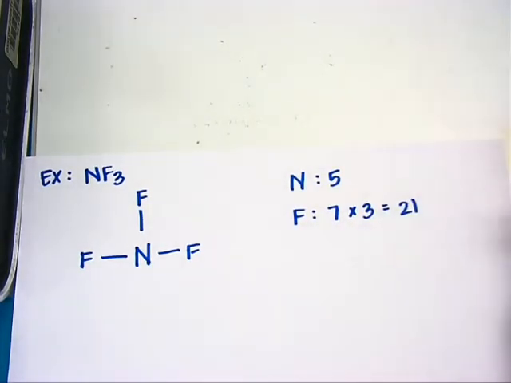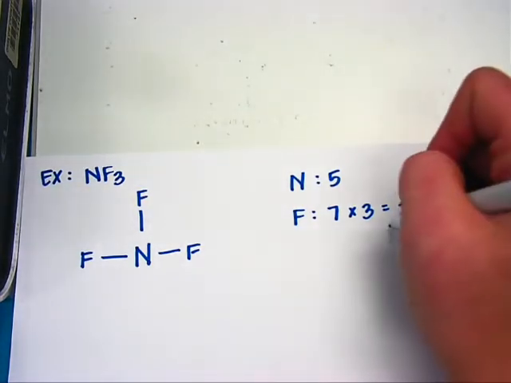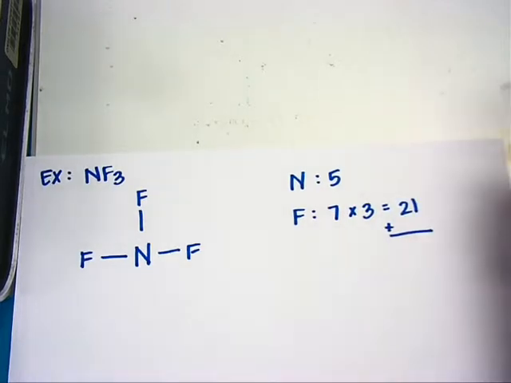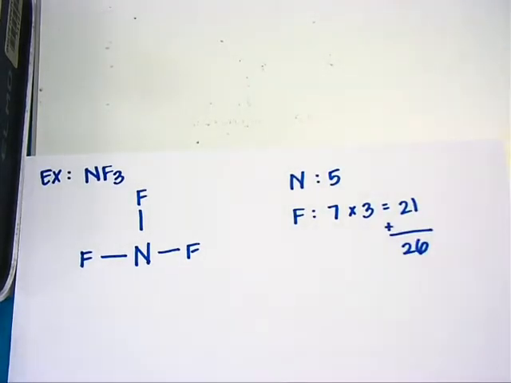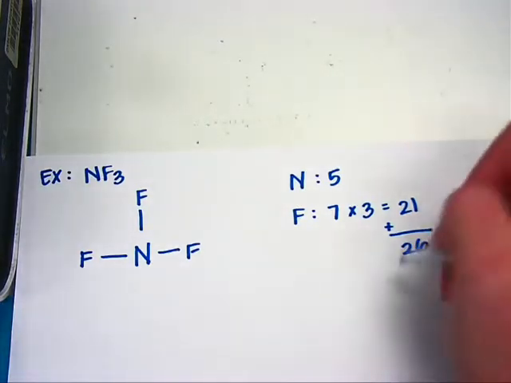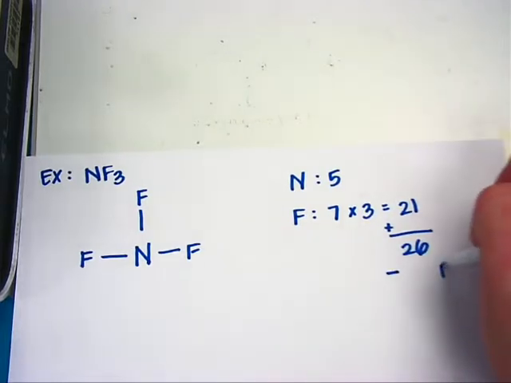So that gives me a total of 21 valence electrons for fluorine and 5 for nitrogen. I'm going to add those together to give me my 26 valence electrons. And those 26 are what I start to bond with. So I need to subtract the electrons that I put into bonds.